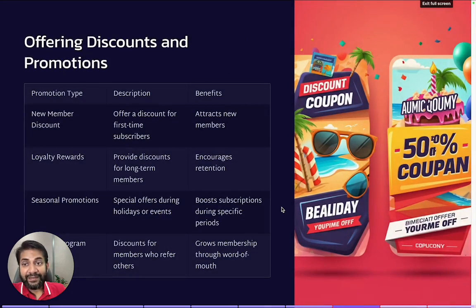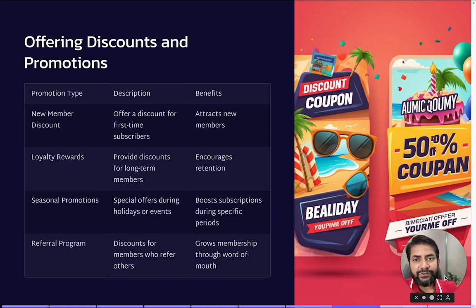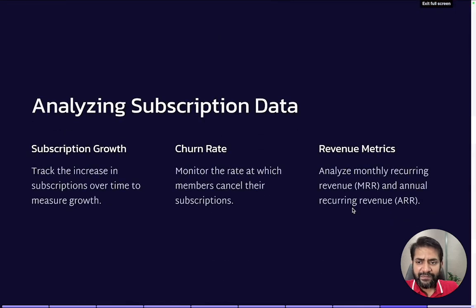Let's talk about offering discounts and promotions here. A new member discount: offer a discount for first-time subscribers, attracts new members. Loyalty rewards: provide discounts for long-term members, encourages retention. Seasonal promotions: where you give special offers during holidays or events. This boosts subscriptions during specific periods. And then the last one is a referral program: discounts for members who refer others. Grows membership through word of mouth. So that's in total about subscriptions and how you can get paid using subscriptions.